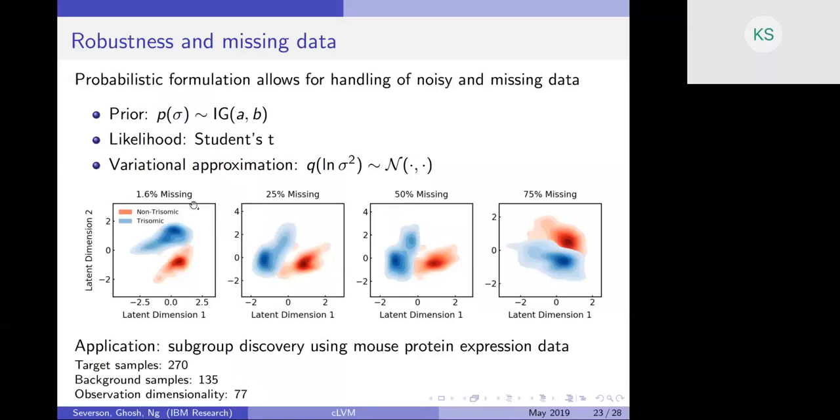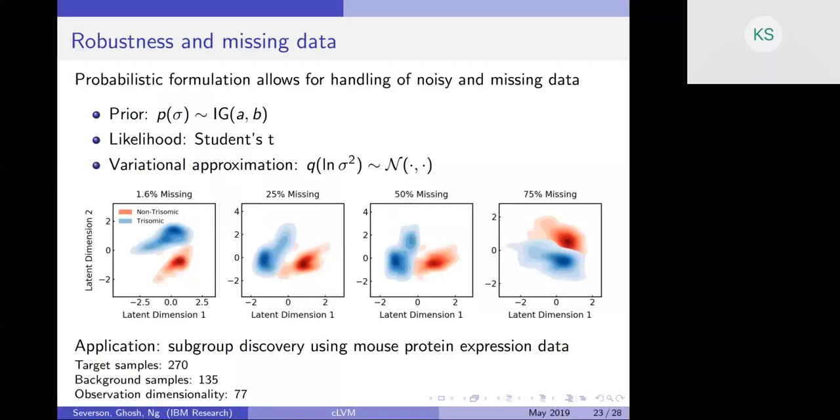1.6% missing data probably seems like a strange choice. That is the amount of missingness that's occurring in this data set naturally. I mentioned these are publicly available data sets, so the authors cite technical artifacts as the reason some data is missing. And we can handle that missingness by marginalizing over those missing observations. So the probabilistic formulation allows us to do that naturally. And we see that in the target representation, we do, in fact, recover these two distinct subtypes.